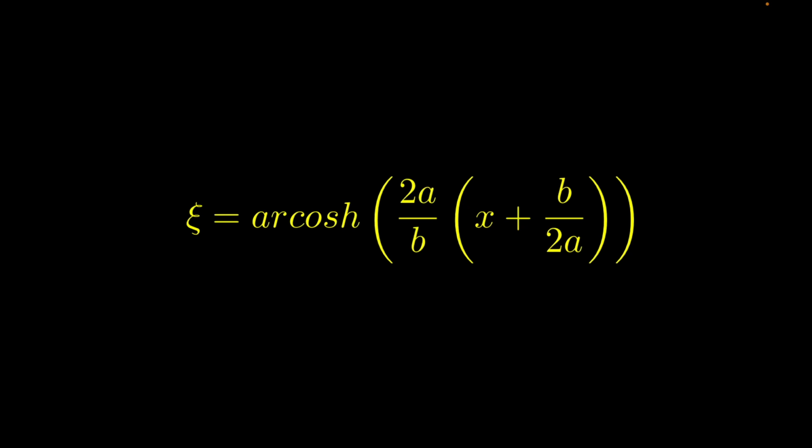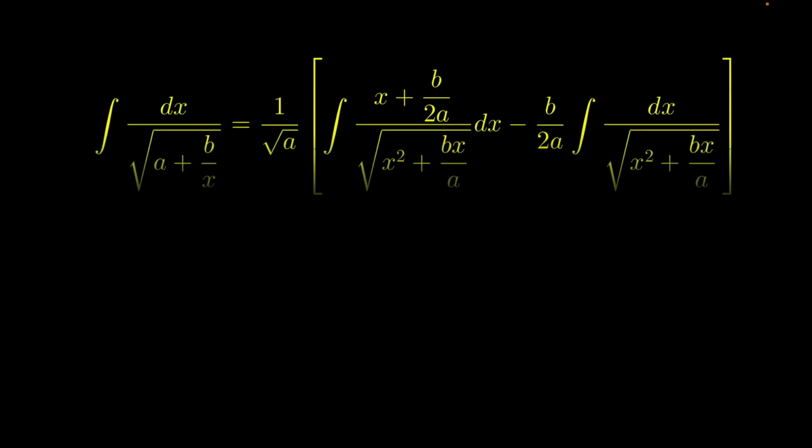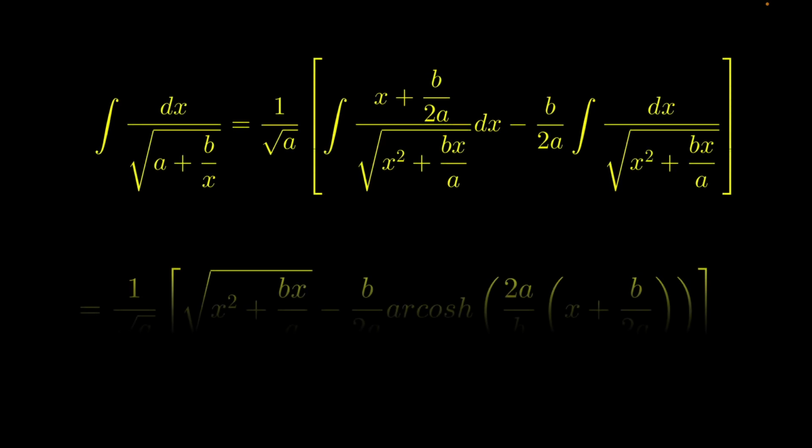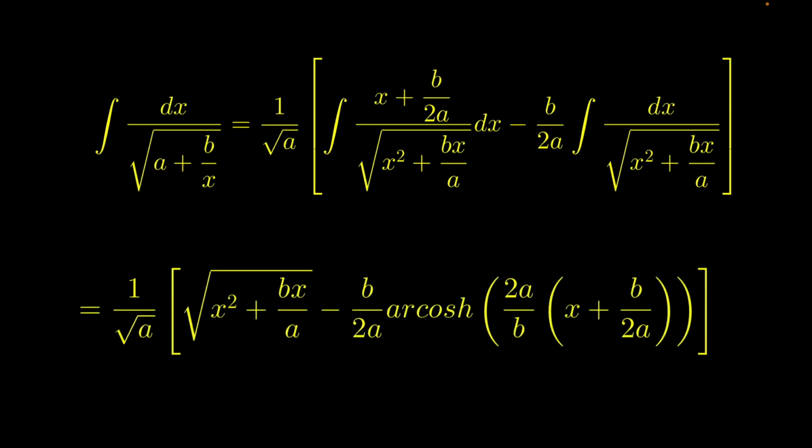And that's it. We just need to plug that into our final solution of the integral, and then we will find out that we have as a solution 1 divided by the square root of a times the square root of x squared plus bx divided by a, and then minus b over 2a times the inverse hyperbolic cosine of 2a divided by b times x plus b over 2a. So the integral looked quite easy, but as you can see, we get an insane term. I told you, it's a beast.